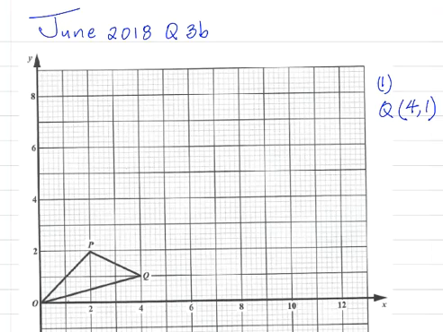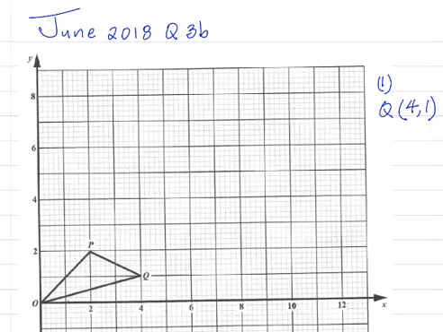Secondly, we're told the line PQ is mapped to P prime Q prime by an enlargement, center O and scale factor 3. On the diagram above, draw the line P prime Q prime. So the line PQ is going to undergo an enlargement. The center is the origin and the scale factor is 3.